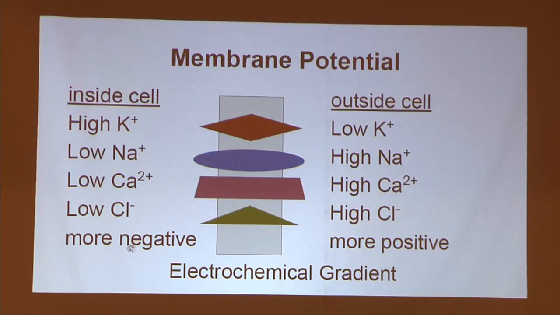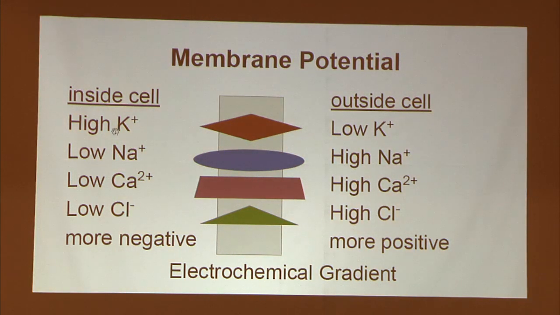So because we have that net negative inside, it's going to attract things that are positive and repel things that are negative. So if potassium is going down its electrical gradient, it would be going inside of the cell, which is contrary to its concentration gradient. But sodium and calcium would be going inside the cell, whether it's their chemical gradient or their electrical gradient. Chloride would be leaving if it's going based on its electrical gradient, because it's negative and the inside of the cell is negative.